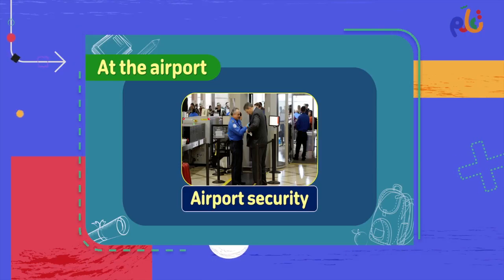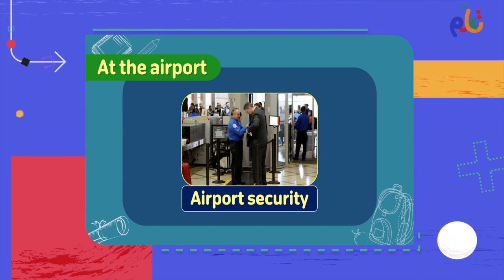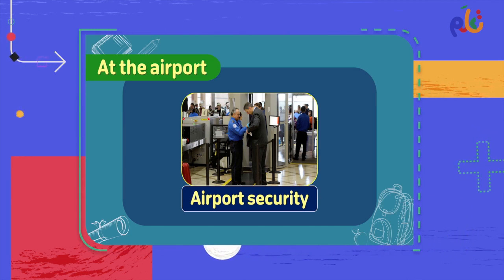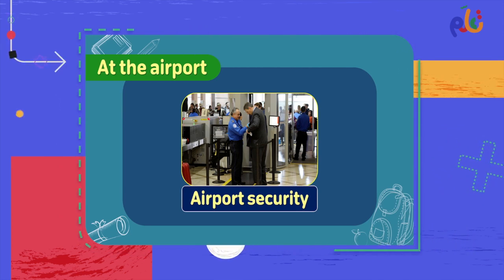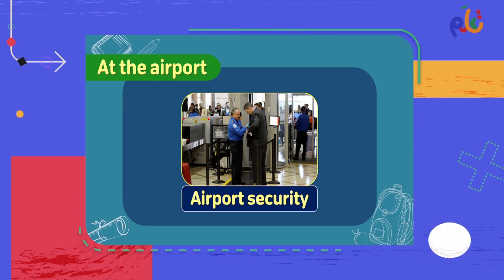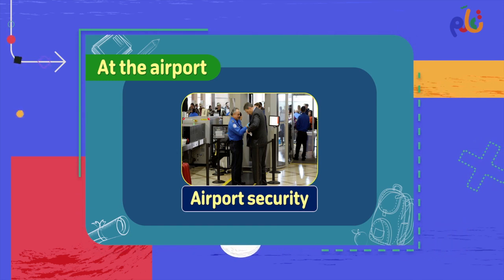And then we have the airport security. Airport security, and this is at the gate of the airport. This is the first step in which they check that you are allowed and you don't have anything dangerous, so you can get inside the airport.